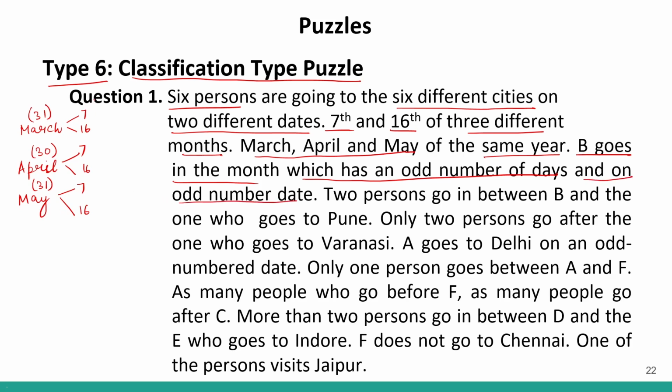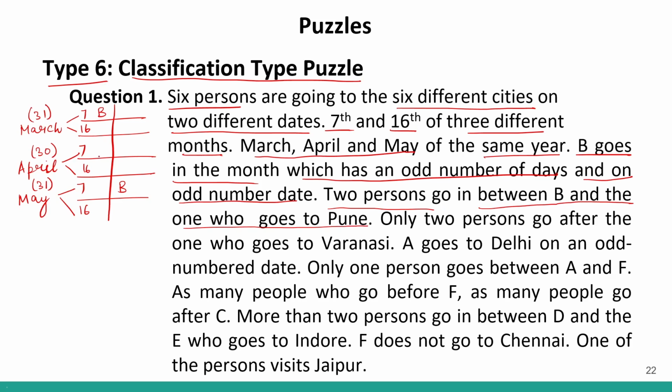So B goes either on 7 March or B goes either on 7 May. Correct? These are the only possibilities. B either goes on 7 March or B goes on 7 May, because he goes on an odd number month and odd number date. Okay?